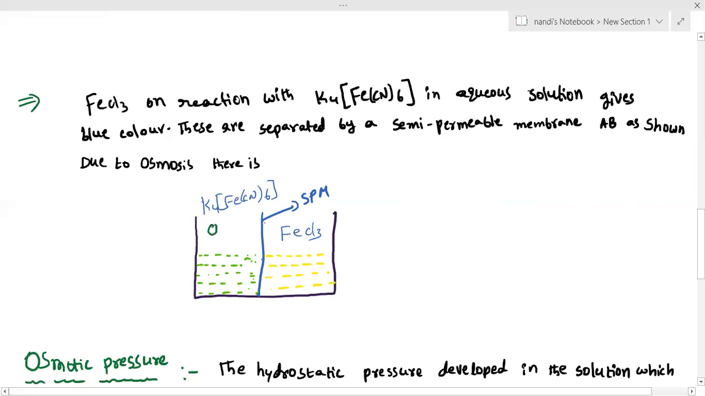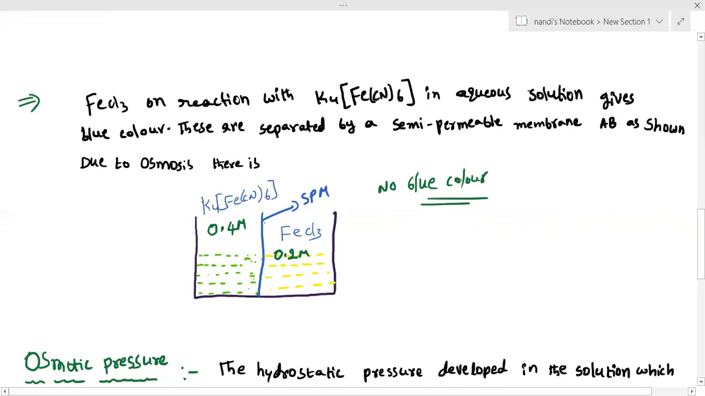This is 0.4 m, and this you can take as 0.2 m. In which compartment is K4[Fe(CN)6] and FeCl3 there? In which compartment will we get blue color solution? So what's your expected answer? Generally some people may expect FeCl3 or some people K4[Fe(CN)6]. But the answer is no. No color formation. No blue color, sir.